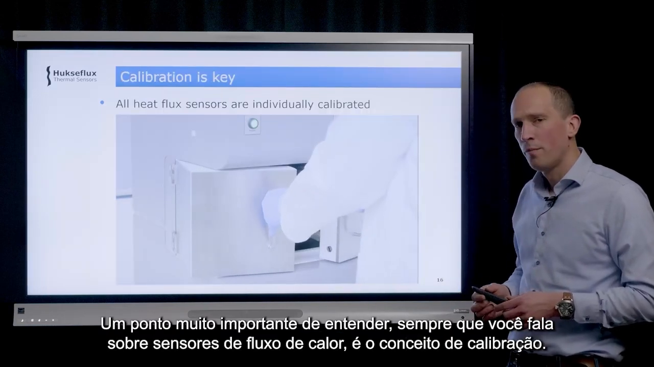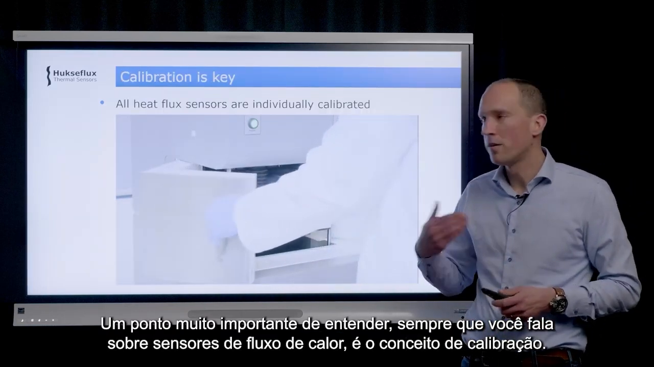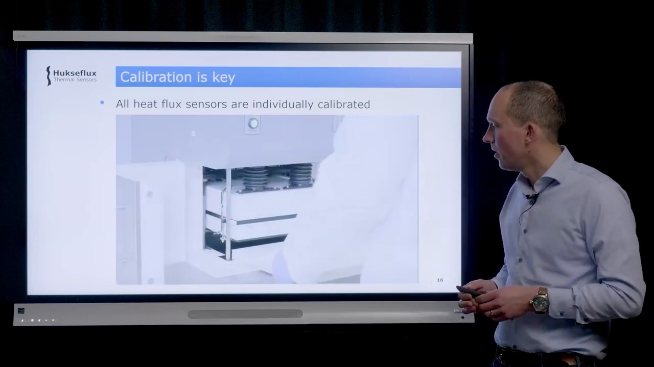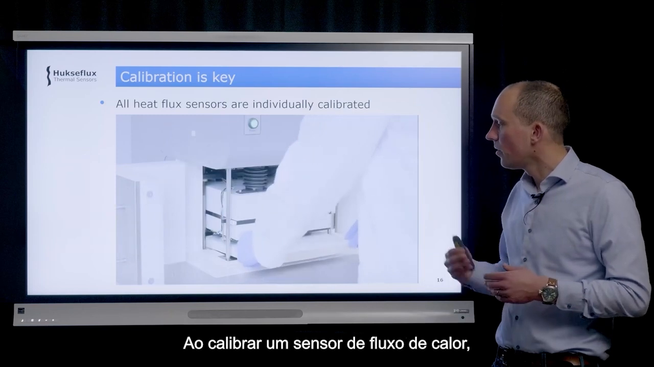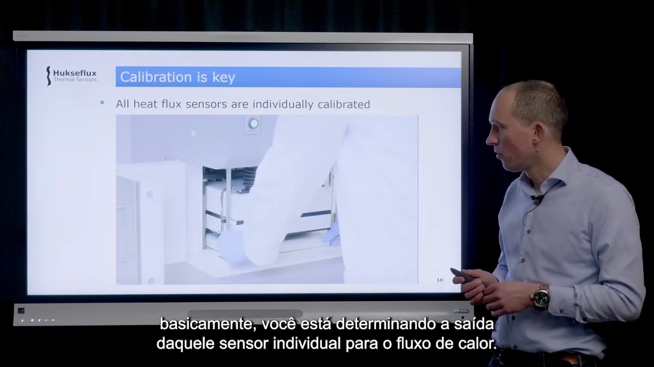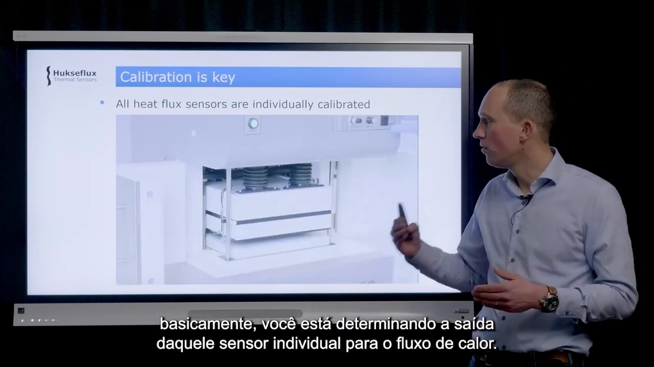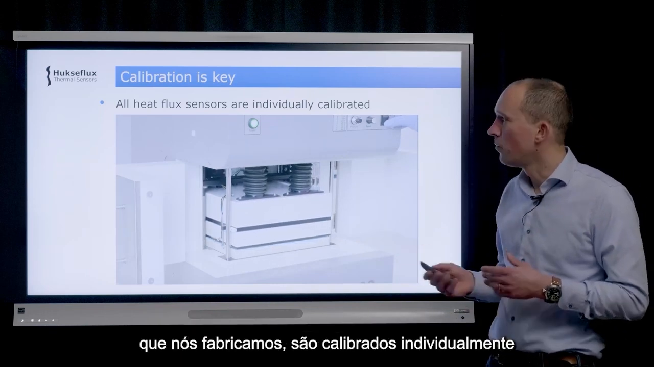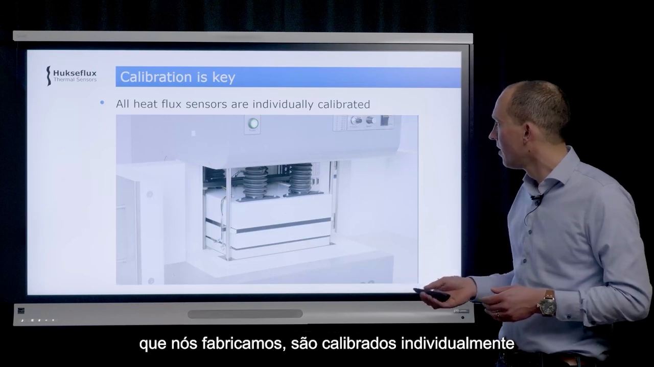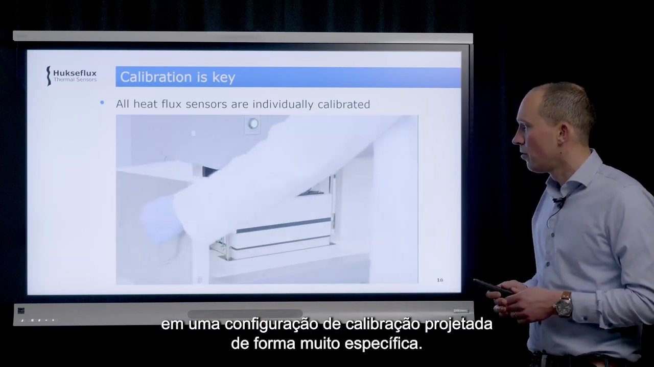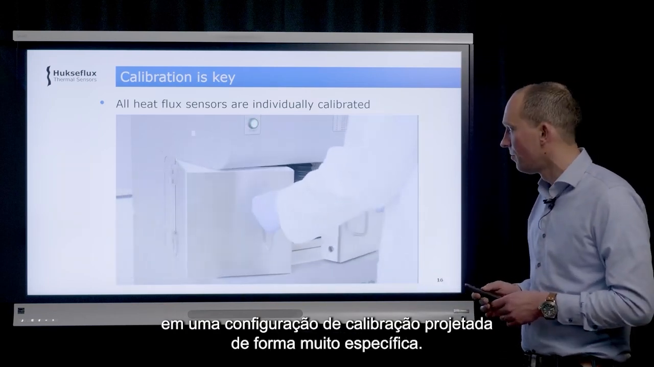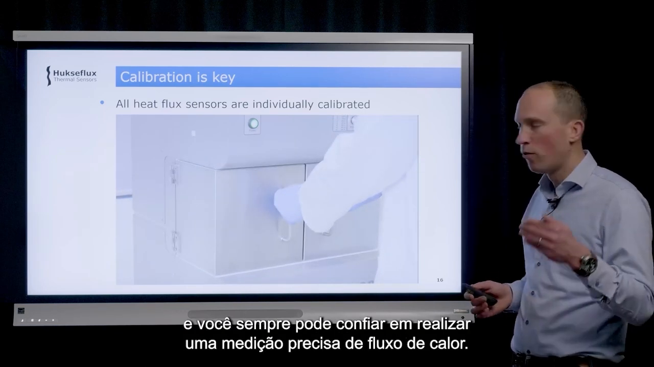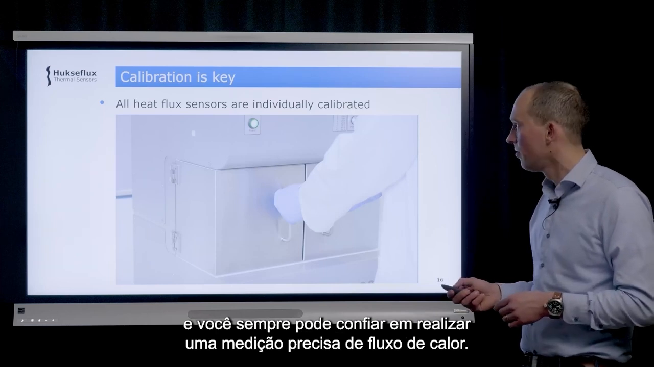A very important point to understand whenever you talk about heat flux sensors is the concept of calibration. By calibrating a heat flux sensor, you're basically determining the output of that individual sensor to a heat flux. All our heat flux sensors we manufacture are individually calibrated in a very specifically designed calibration setup. So that means that you always have a good traceability and can always rely on performing an accurate measurement of heat flux.